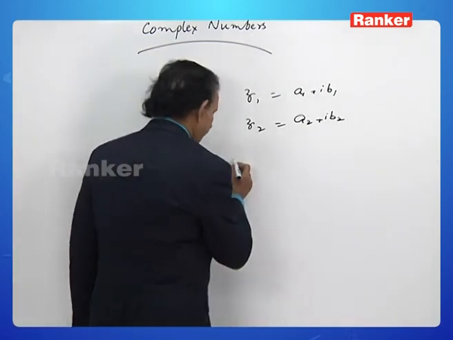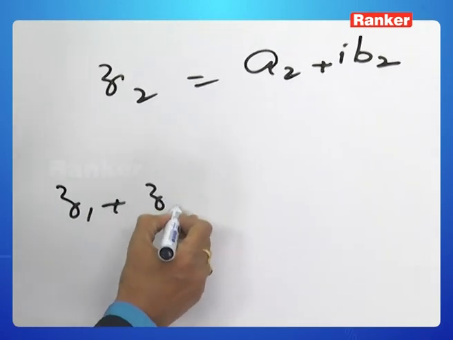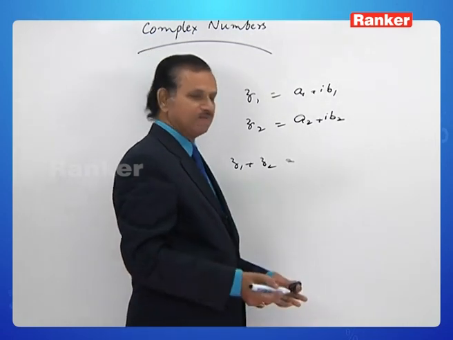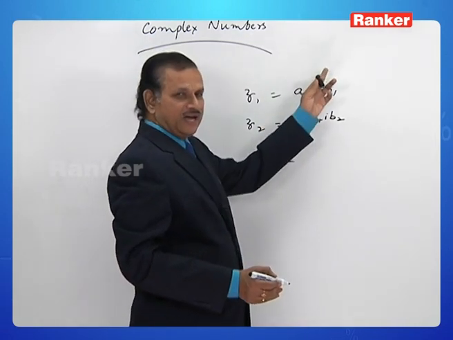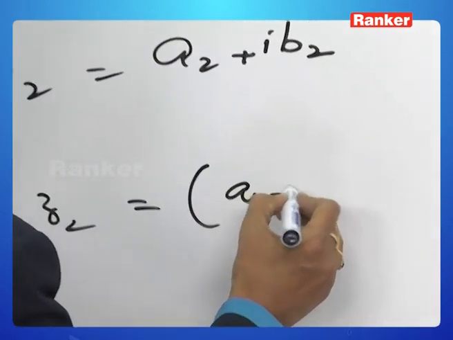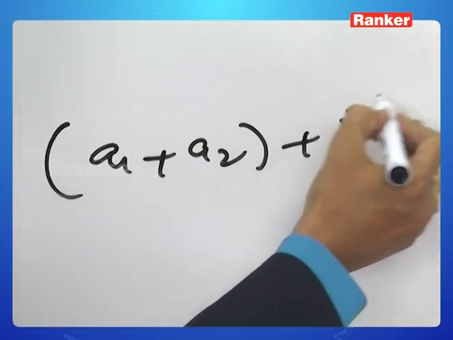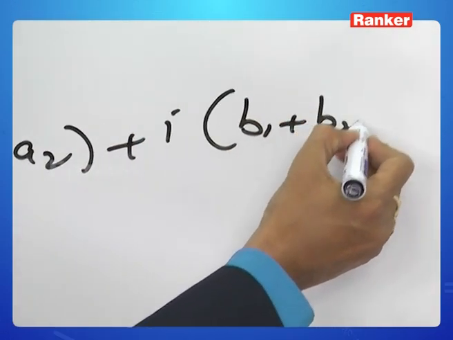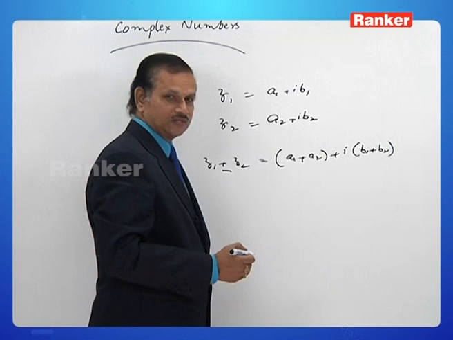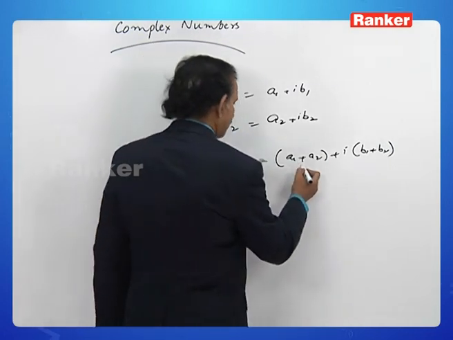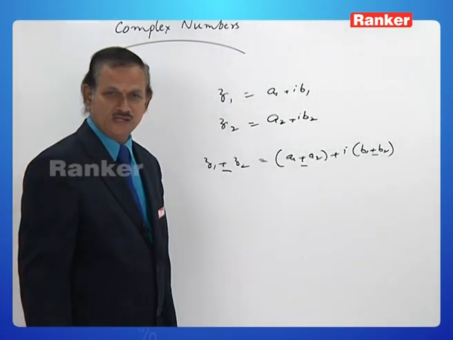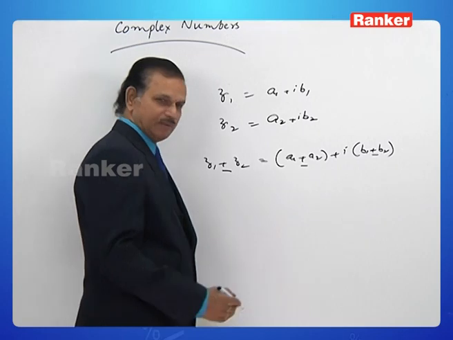What happens if you add z1 and z2? You proceed in the usual way of addition of real numbers. a1 plus a2 plus i b1 plus i b2, that is i into b1 plus b2. Therefore, it is a1 plus a2 plus i into b1 plus b2. Even if you subtract z1 minus z2, what can it be? a1 minus a2 plus i into b1 minus b2. Like this, we usually use these operations.